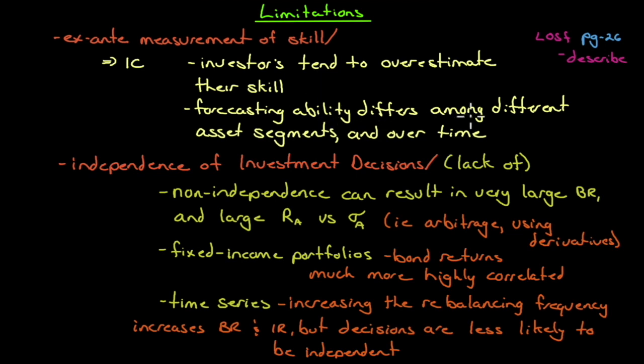Forecasting ability differs among different asset segments and over time. And I know that for sure, that it differs over certain asset segments. When I was involved in equities quite heavily, there was one group of equities that I was just terrible at figuring out what direction I thought they were going. Clothing retailers. For some reason, I just couldn't figure it out. And it differs over time.